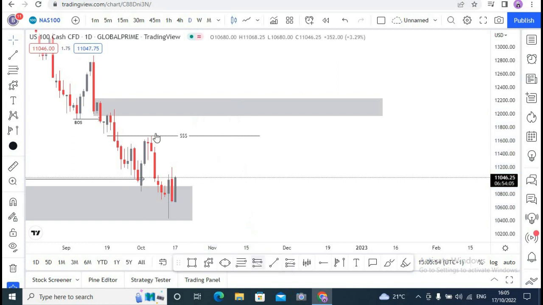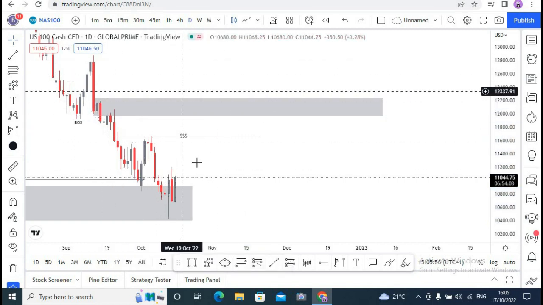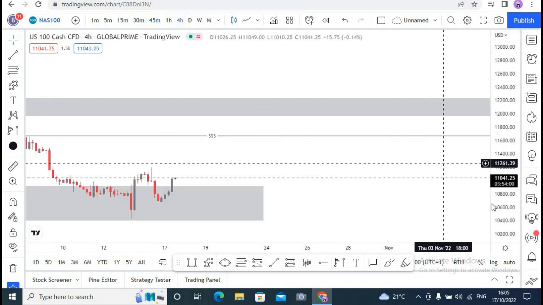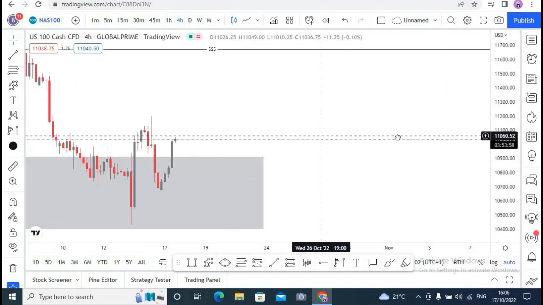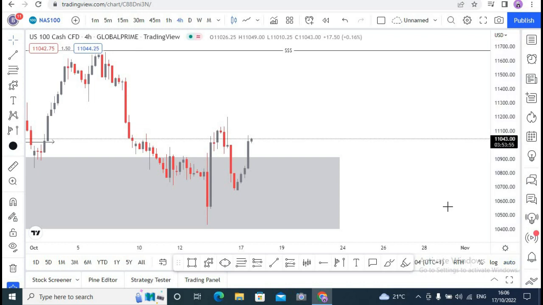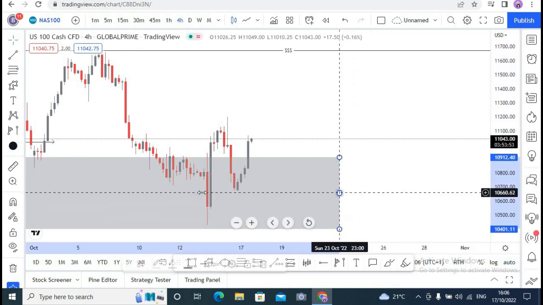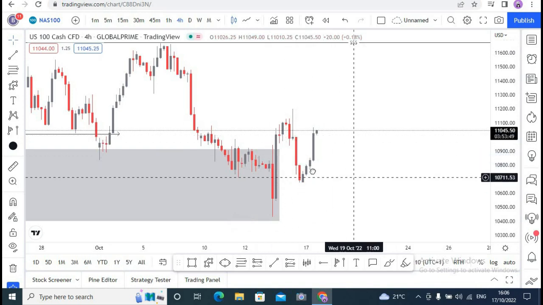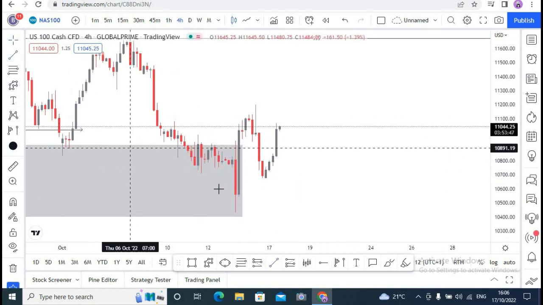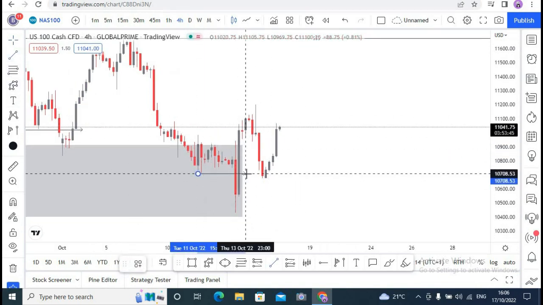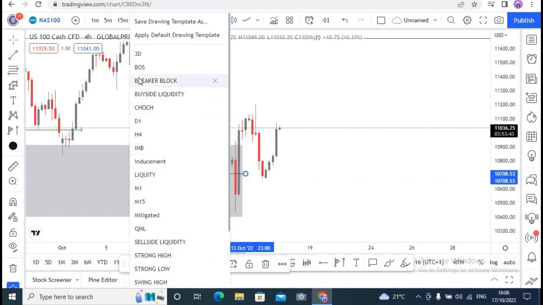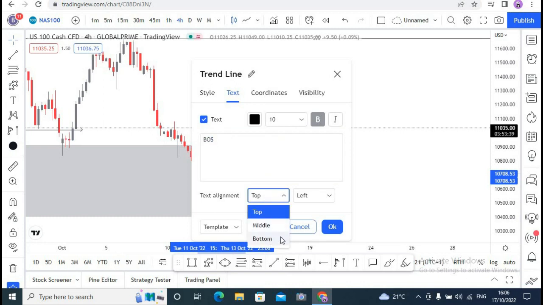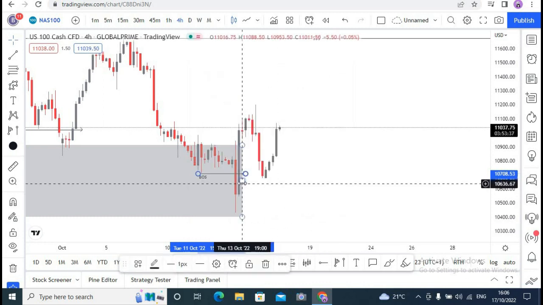So now we have this structure which we are looking at in our daily time frame. If we go back in our H4 time frame, you can see that the price did come back to the last demand which we have located in our weekly time frame, and we did have a break of structure right there. As you can see, guys, this was our break of structure, something like this. Let me just put it at the bottom.